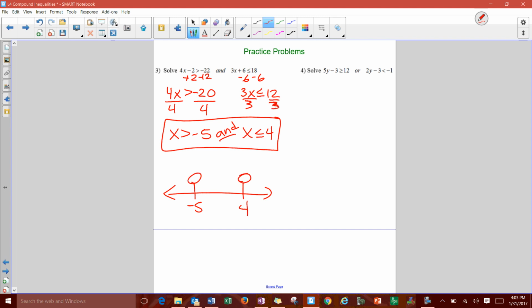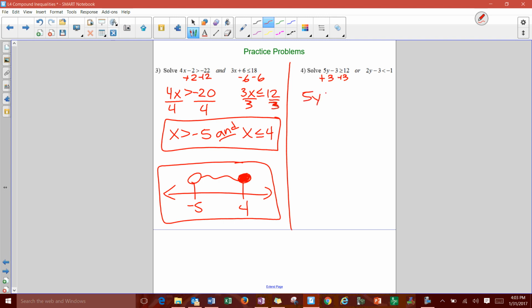So when I graph each inequality separately and then I look for the overlap, there's where they would overlap. That's my graph and my algebraic solution for number 3. Okay, number 4. I would add 3 to both sides. Divide both sides by 5. Here I'd add 3. And then I divide both sides by 2. Again, don't forget the word or in the middle, okay?